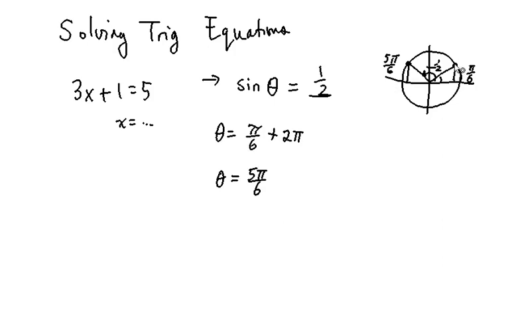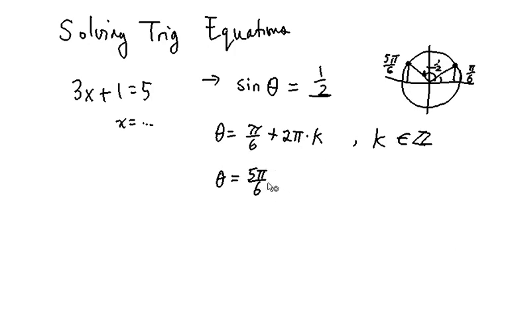Every time this point is touched, I can create a general formula for that, and that would be pi over 6 plus 2 pi times k, where k is an element of the integers, because I could also go this way, and I would get -1, -2, and so on.